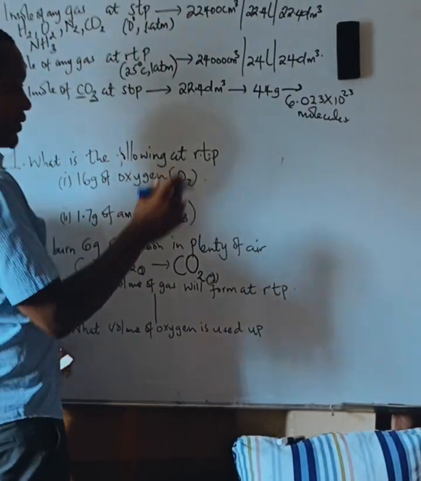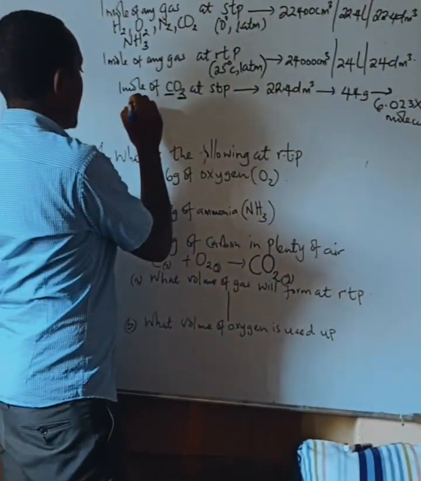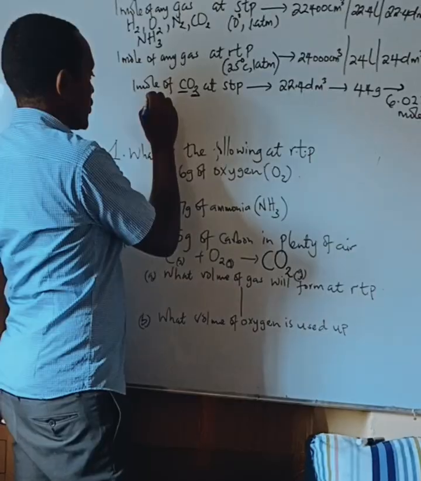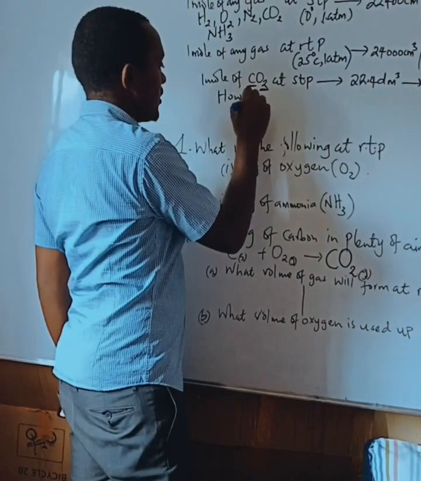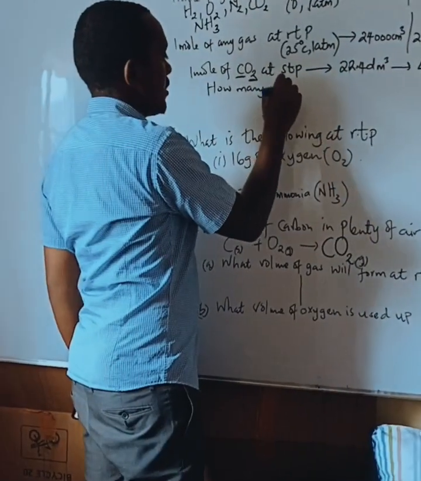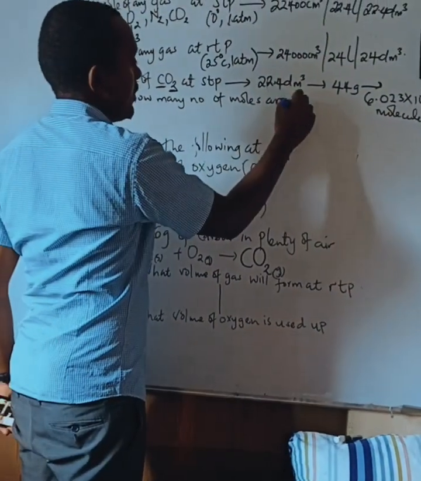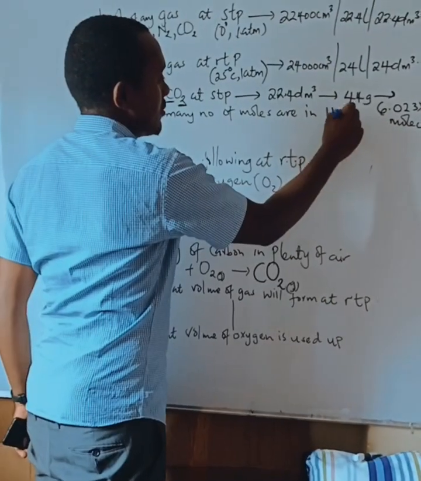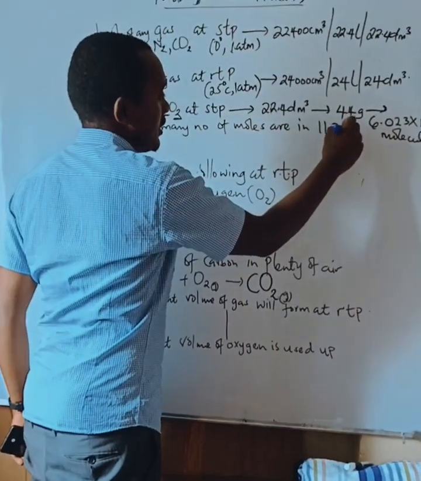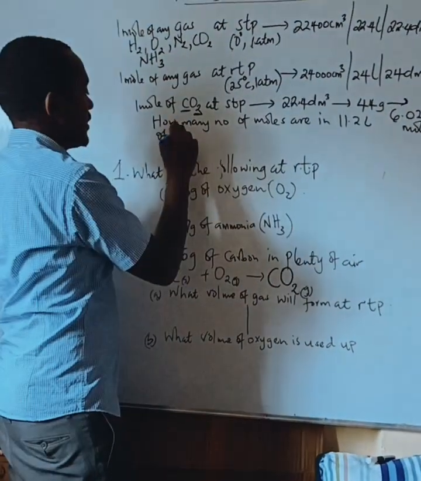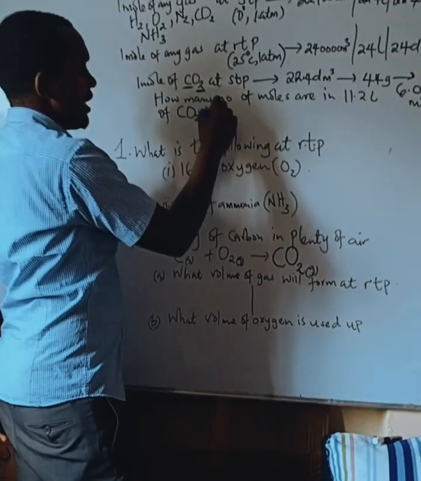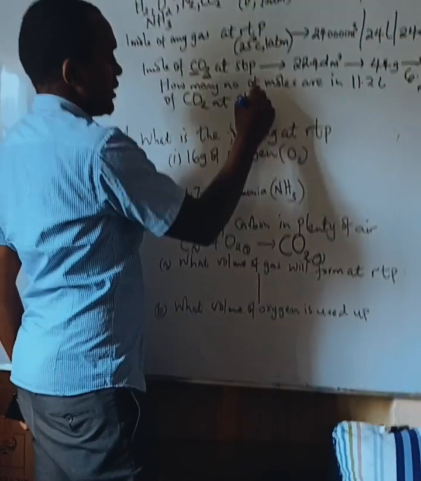So for example, I have an example here. How many number of moles are in 11.2 liters of CO2, carbon dioxide, at STP?